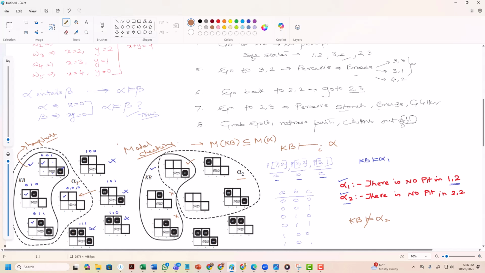Completeness is what? The method that can derive, or make an inference of, all possible sentences that are entailed. And soundness is what? Everything derived is actually entailed. So no false conclusion. Okay?